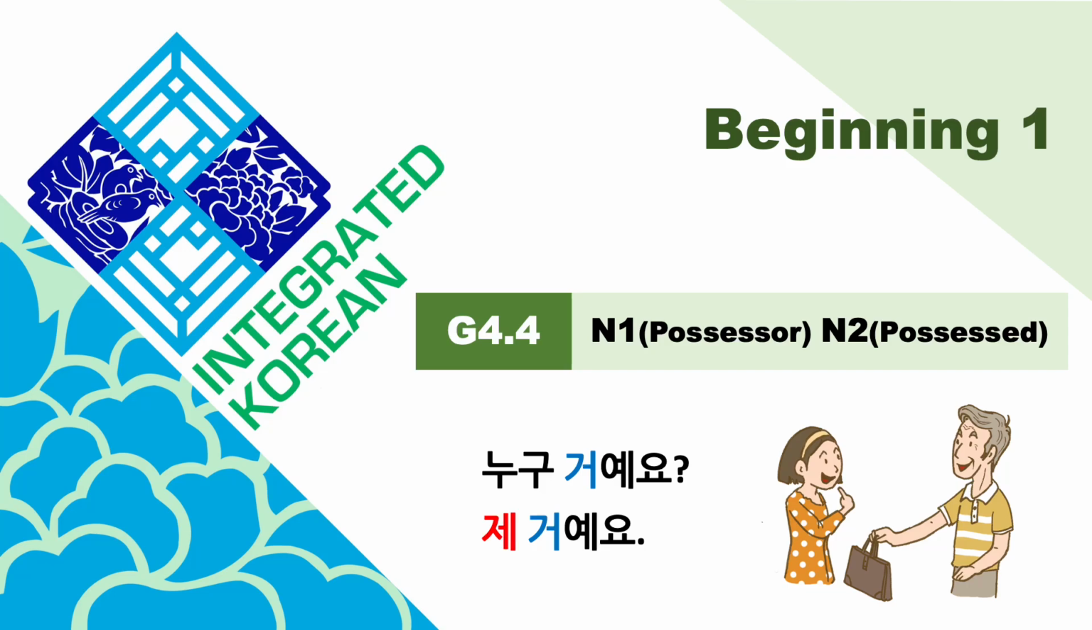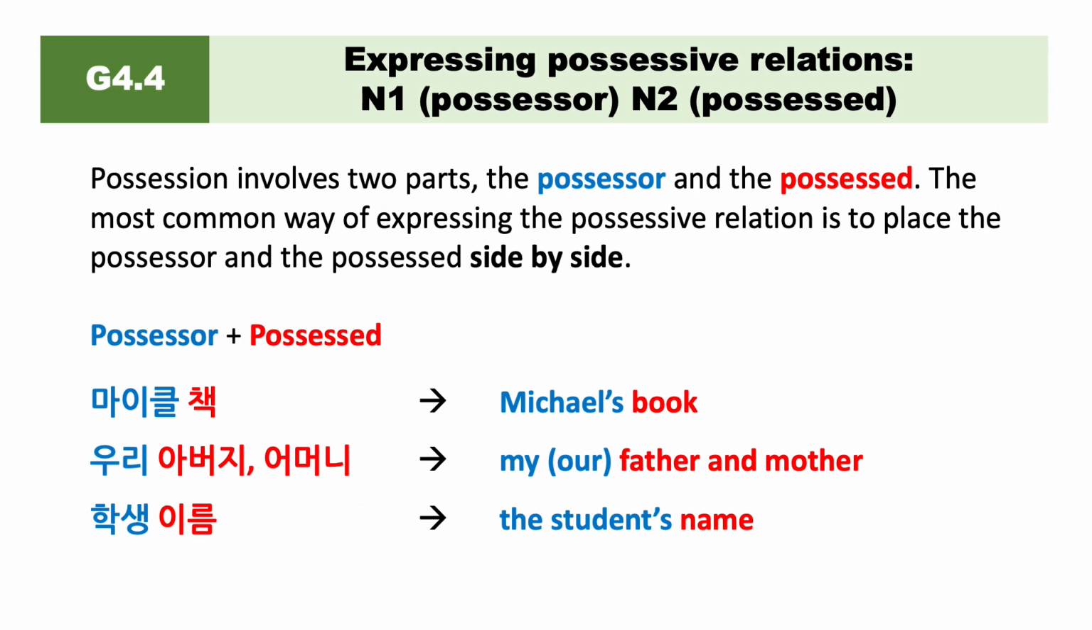Lesson 4. Grammar 4.4. Possessor and possessed. Possession involves two parts, the possessor and the possessed. The most common way of expressing the possessive relation is to place the possessor and the possessed side by side.